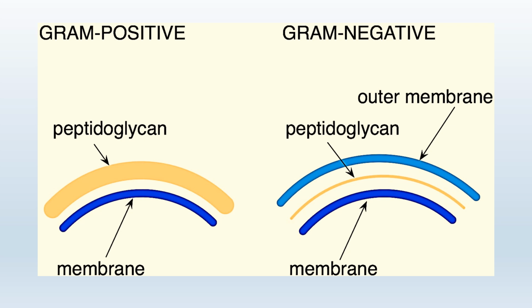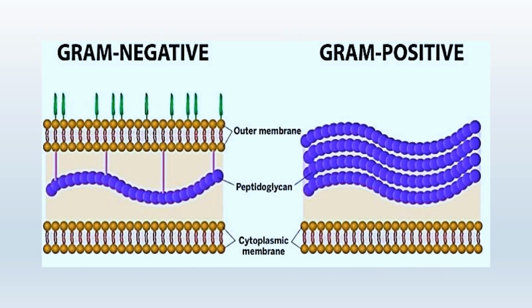This picture shows gram negative bacteria in which there is an outer lipid containing membrane and the peptidoglycan is thin layered, while in gram positive there is no outer membrane and the peptidoglycan is a thick layer. Again, it shows an outer membrane in gram negative and a thin layered peptidoglycan, while a thick layered peptidoglycan in gram positive and no outer membrane.